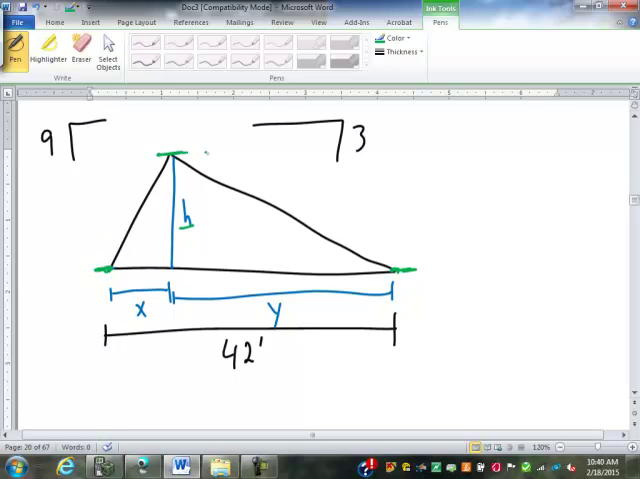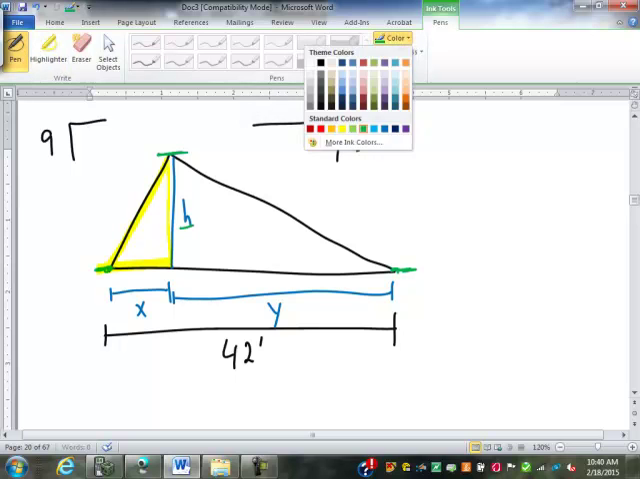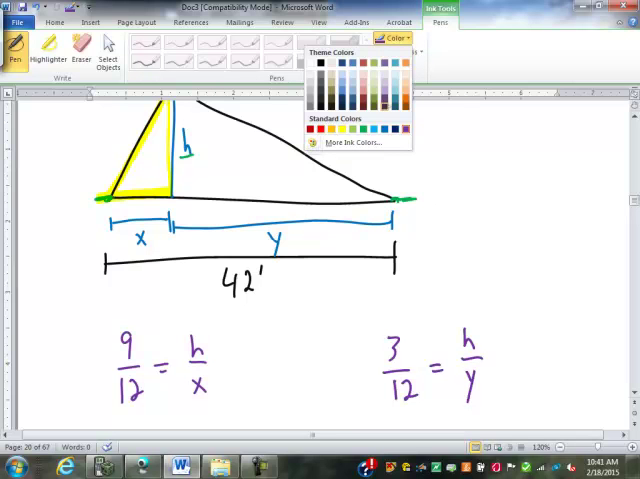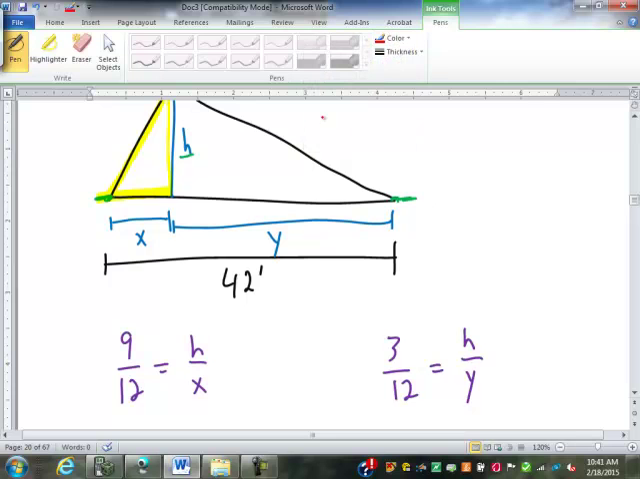We know that coming from this side of the truss, the slope is 9/12, and H would be the vertical and X would be the horizontal. Correct? We know that coming from the other side of the truss, it's a 3/12 slope, and it'll be H over Y would be the run on that side. We can now use this to create equations that we can solve.